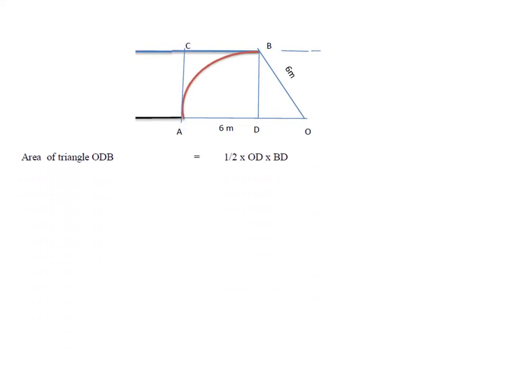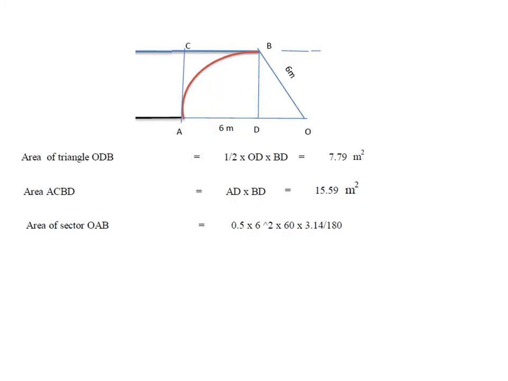Next, the area of this triangle OBD. I told you in the previous slide that OD is 3 meters, and this distance is 5.195. Therefore the area will be 7.79 meters square. Area ACBD is nothing but AD into BD. AD is 3 meters, and BD is 5.195, which gives 15.59 meters square. Therefore, in order to find the area ACB, I'll first find the area of sector OAB.